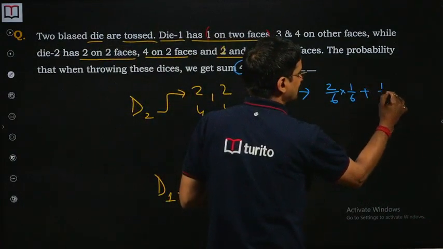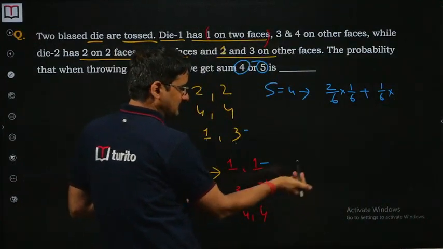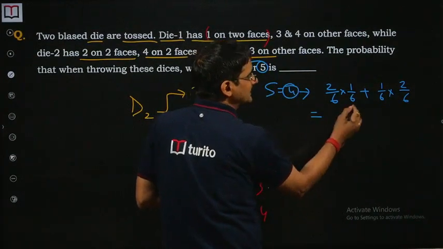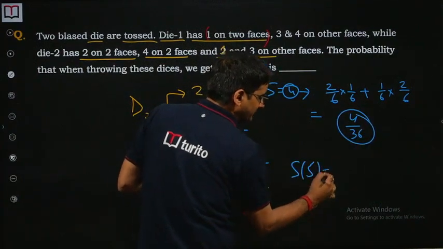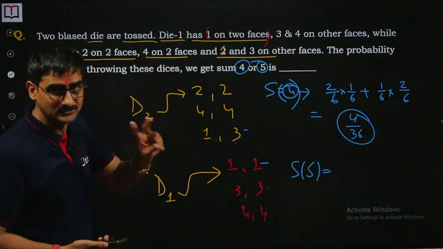Getting 3 from here is 1 by 6, and 1 from here is 2 by 6, and it's the same thing the other way around. So the probability of getting 4 is 4 by 36. That's it. Now sum as 5. For sum as 5, the possibilities are 2 3 and 1 4. There are 2 possibilities.